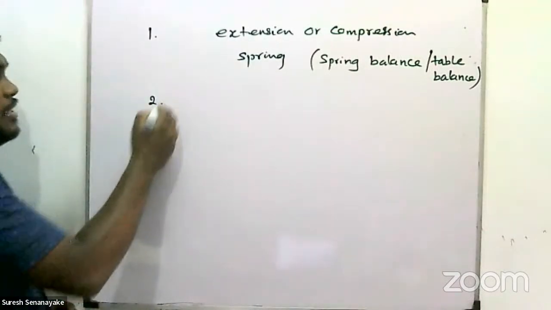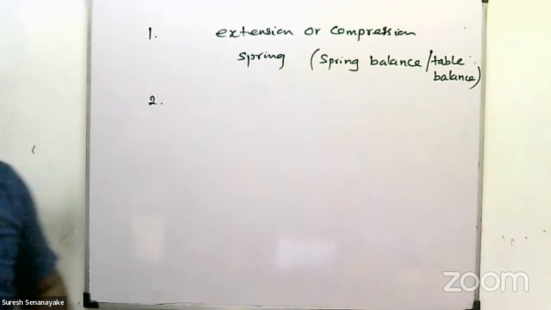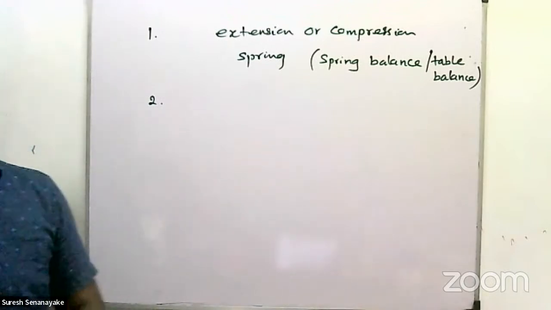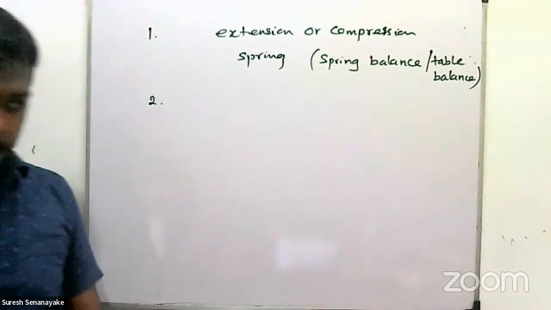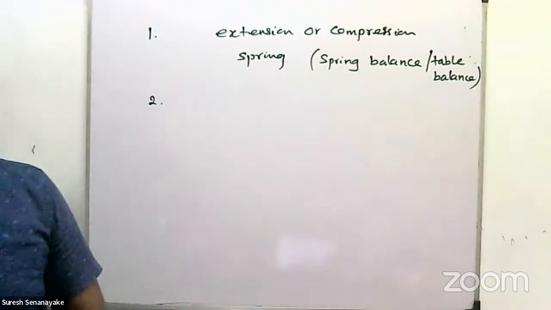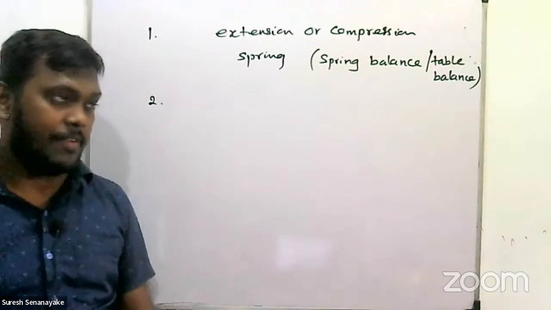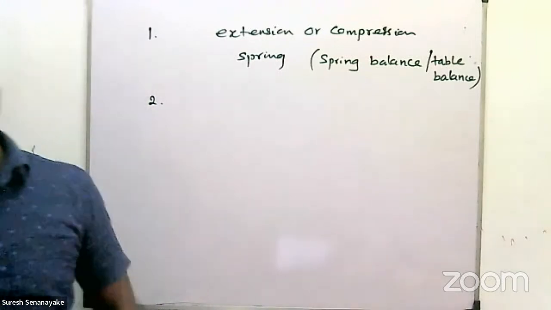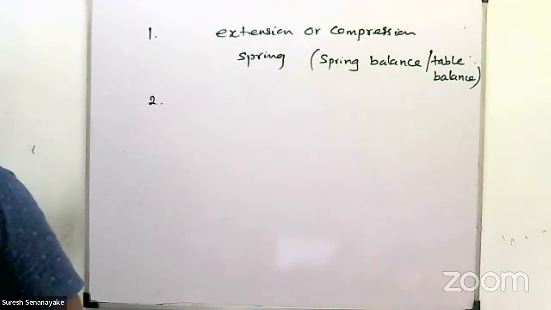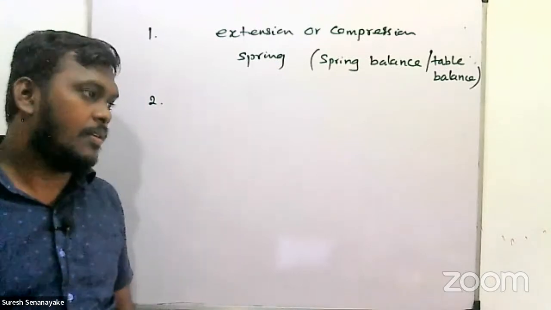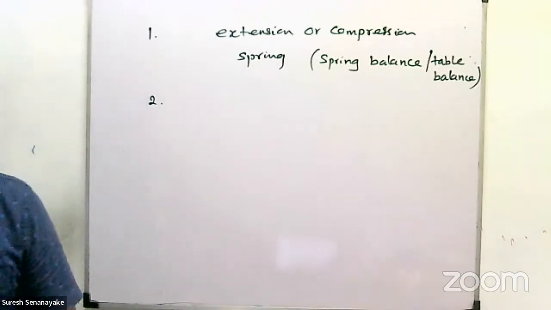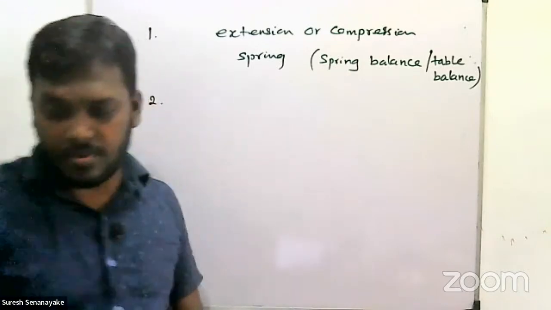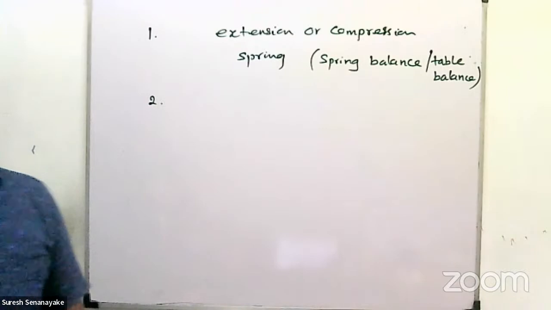The second method is using the lever principle, right? Okay, then write the second one: comparing the weight of an object with the weight of a known mass by using the lever method.